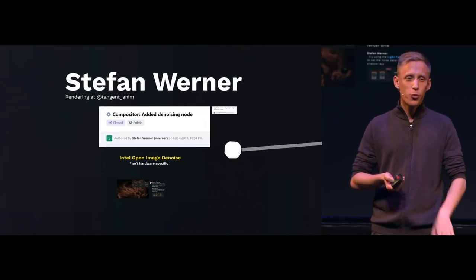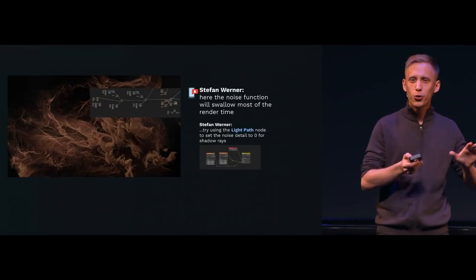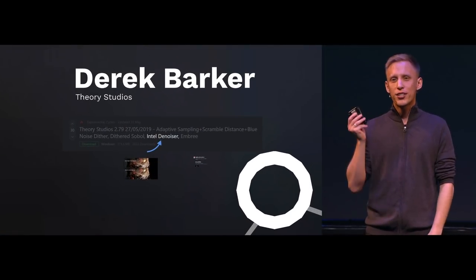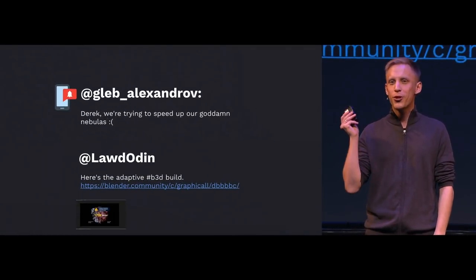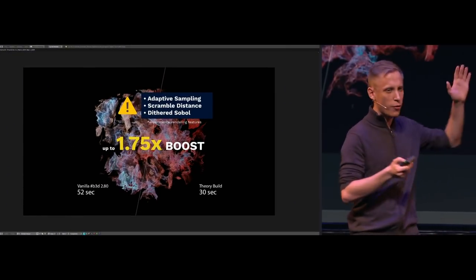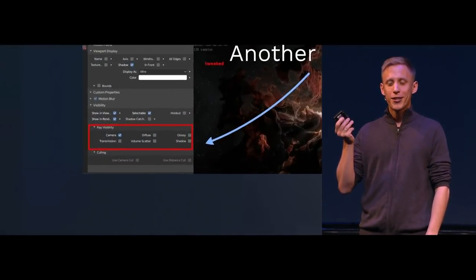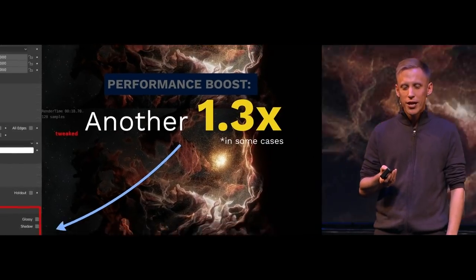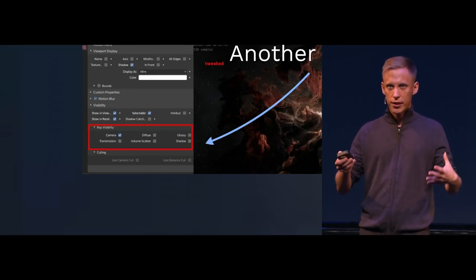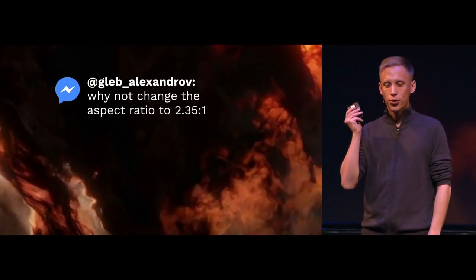So I won't be bothering you with all that stuff, especially we running out of time, but Stefan Werner suggested us to use LightPath node to kill the details in the shadows and optimize our nebula this way. Derek Barker just sent me the link to the custom build that out of the box gave us a huge boost in performance. Thiago de Soule shared a pretty clever hack of disabling the ray visibility of every ray except the camera rays, because the nebula doesn't interact with anything else in the scene except themselves, so we can disable all the rays and get our much-wanted performance boost.